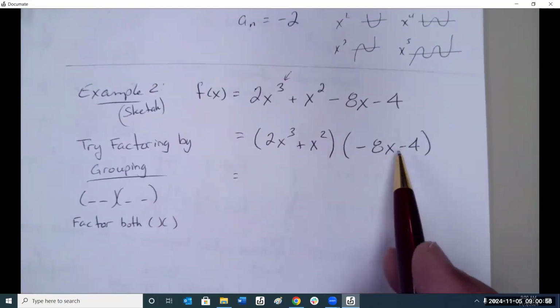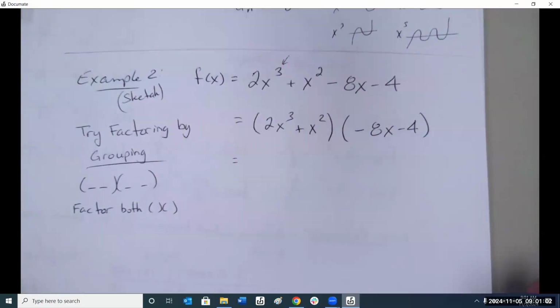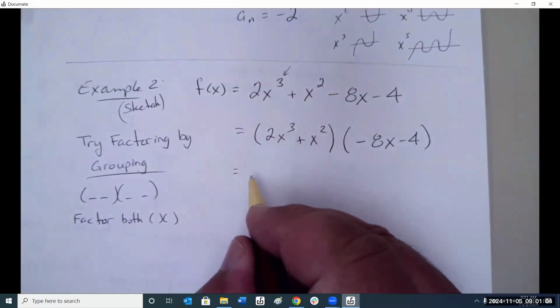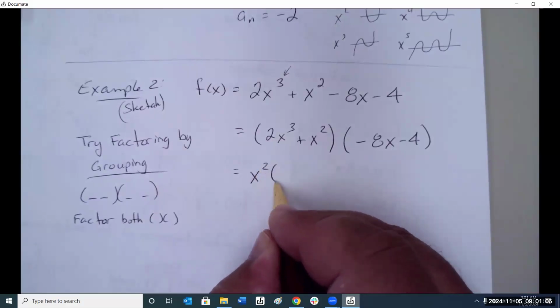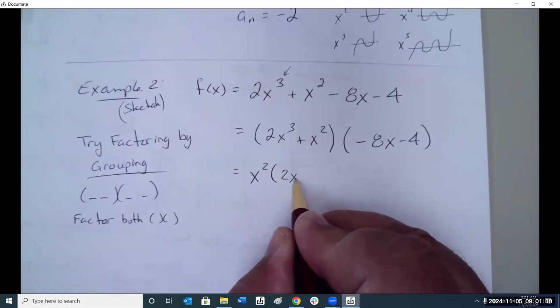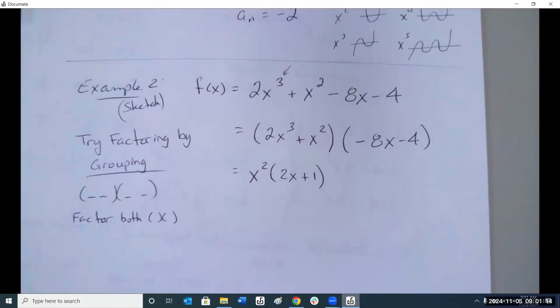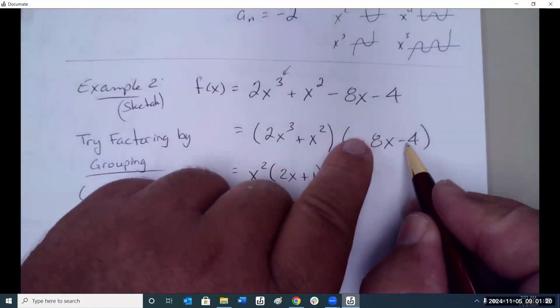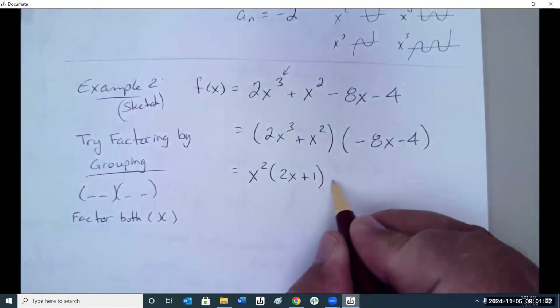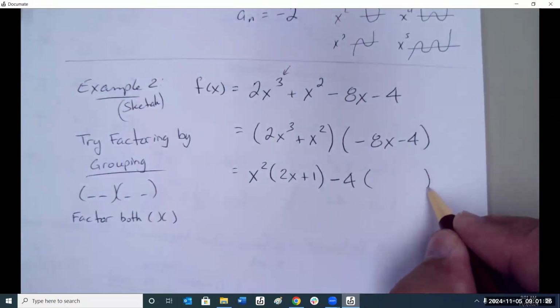What can we factor out of both of these parentheses? Do they have anything in common in this first one? Yes, so we factor out an x squared in the first one, leaving us with what? +1, right? How about the second one? Yeah, since they're both negatives, we can take out a negative and a 4, which leaves us with what?